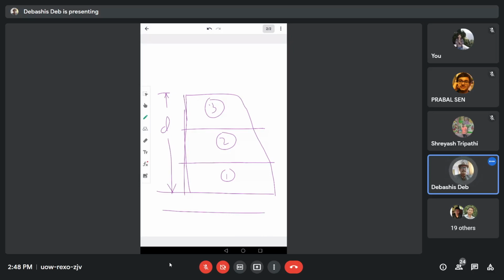Okay, that much. Now, normally, what is happening? The value of the first belt is more than the second belt, and the value of the second belt is more than the third belt. Now, let us write.